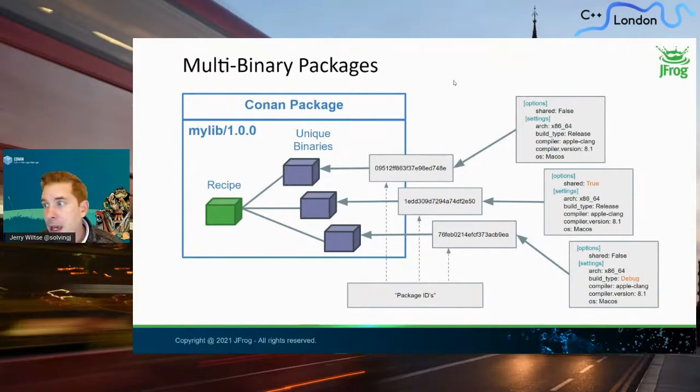on disk. As you can see here in this example, the top box is a configuration where the shared option is set to false. The second box is the same, except the shared option is set to true. So this second configuration will build a shared library. The first configuration will build a static library. But you can see those both get completely unique package IDs, and they will be stored separately. They can live on disk together side by side, and you can switch between the two binaries at will without having to rebuild or worry about one overwriting the other.